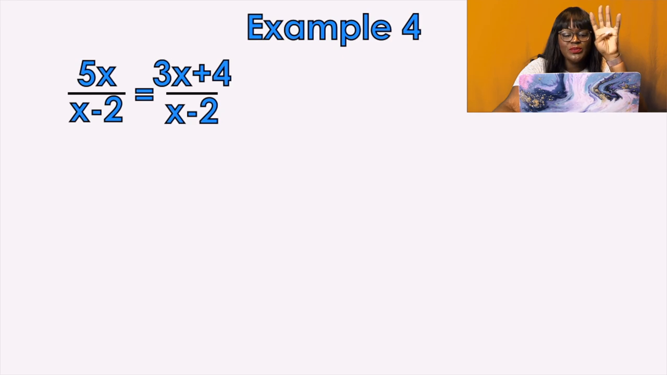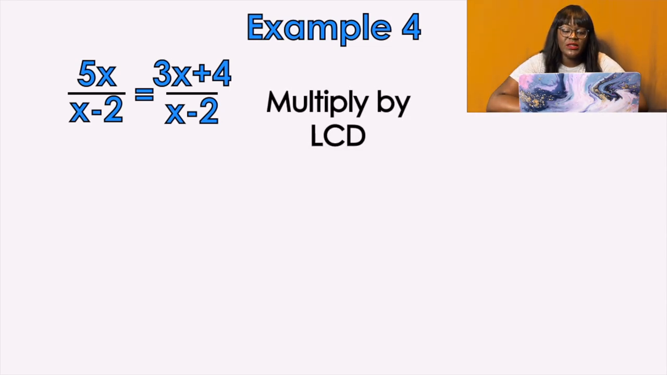Numero cuatro. 5x over x minus 2 equals 3x plus 4 over x minus 2. I am still going to multiply by the LCD. What's my least common denominator? X minus 2. Yes, it is. And there's only one denominator, so I'm going to multiply everything by x minus 2. And what's going to happen? Oh my gosh, the x minus 2s are going to simplify out. Ta-da!